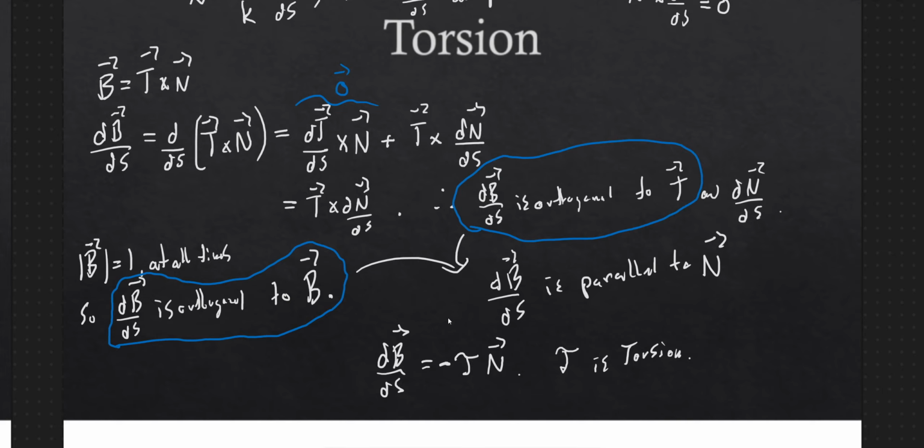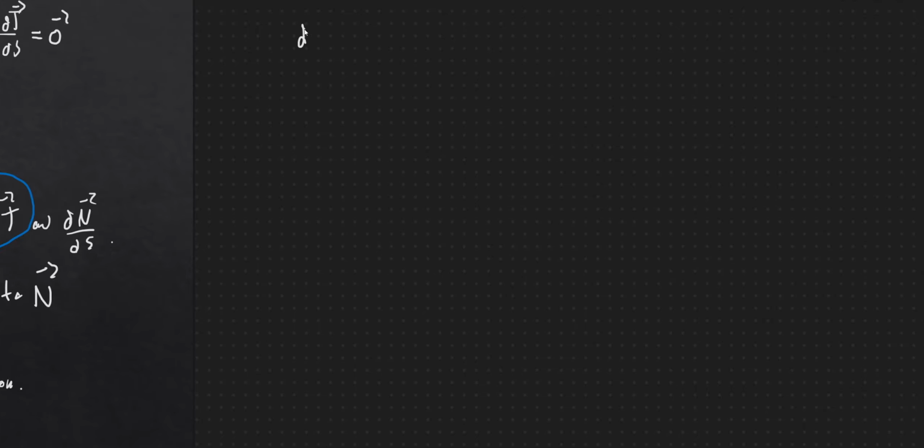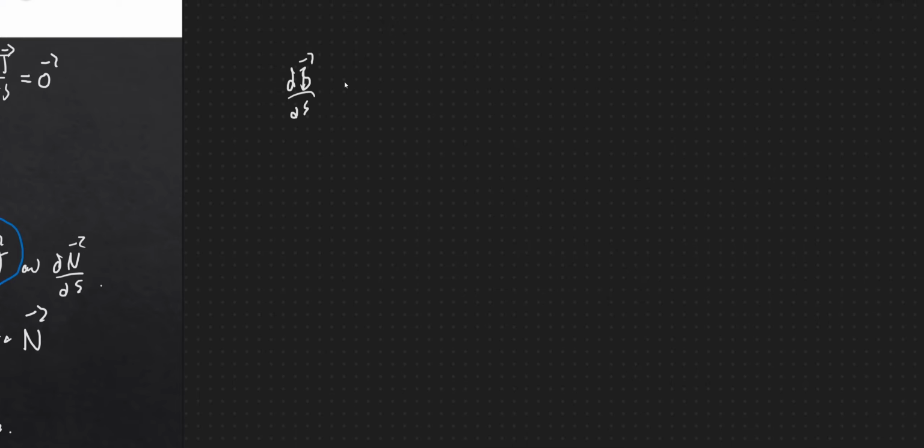So how do we actually get a hold of a formula for torsion? This is a nice definition for what torsion is. How do we actually get a formula for torsion? Well, for this, there's a really clever way I can get a hold of this. I'm going to take a dot product of both sides of this with N. So I have dB/ds is negative torsion scaling unit normal vector N.